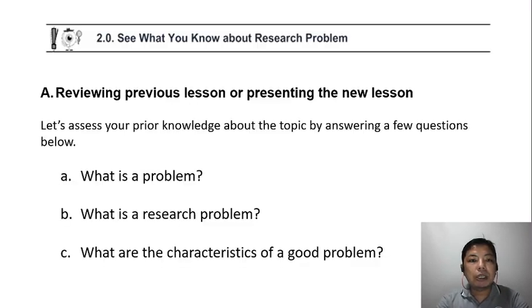So let's proceed with activity number one. You are going to assess your prior knowledge about the topic by answering a few questions below. First, what is a problem? In your own understanding, I want you to give the definition of the word problem. Second, what is a research problem? Again, with your own understanding, I want you to give the meaning of research problem. And the last question for this activity is, what do you think are the characteristics of a good problem? Write this down on your answer sheet. You can pause the video. After doing the activity, you can play again the video.